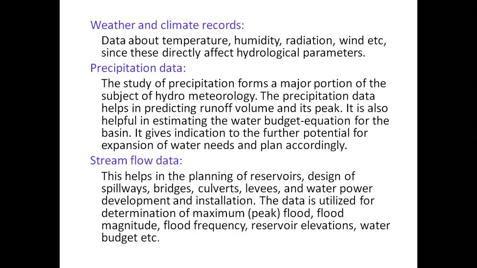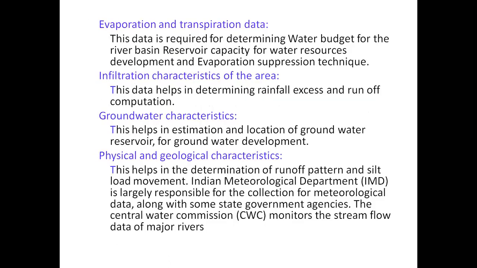Next, evaporation and transpiration data. This data is required for determining water budget for the river basin, reservoir capacity for water resources, development and evaporation suppression techniques. Infiltration characteristics of the area: this data helps in determining rainfall excess and runoff computation. Groundwater characteristics: this helps in estimation and location of groundwater reservoir for groundwater development. Physical and geological characteristics: this helps in the determination of runoff pattern and the silt load movement.